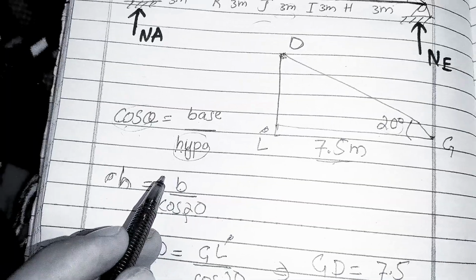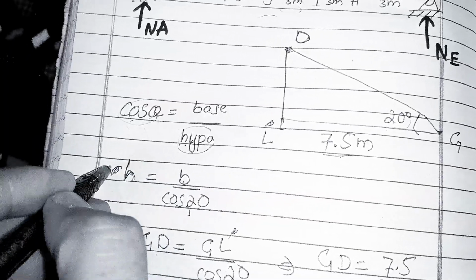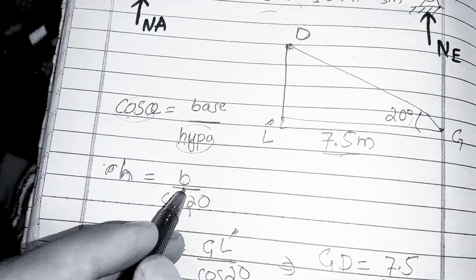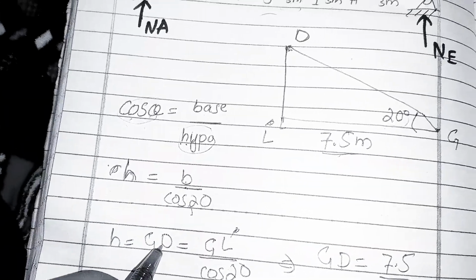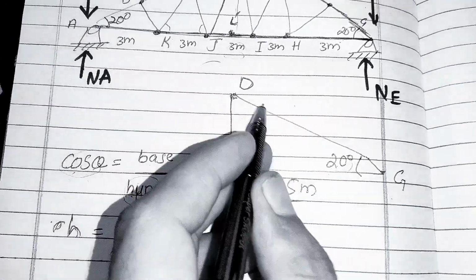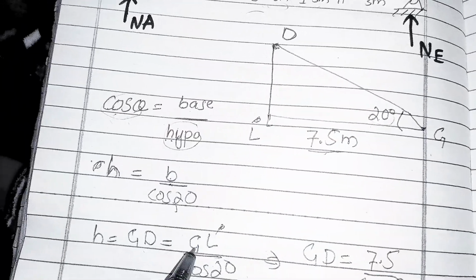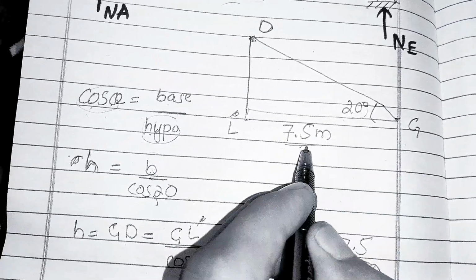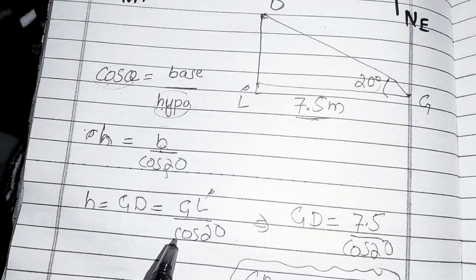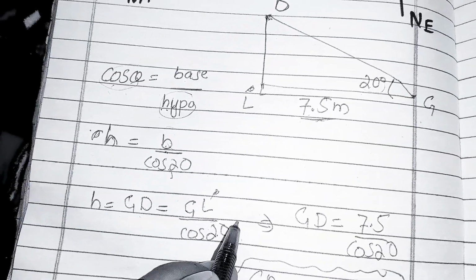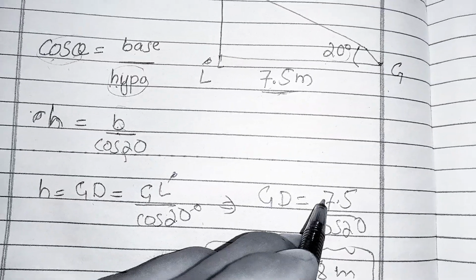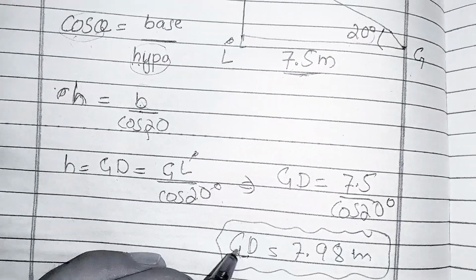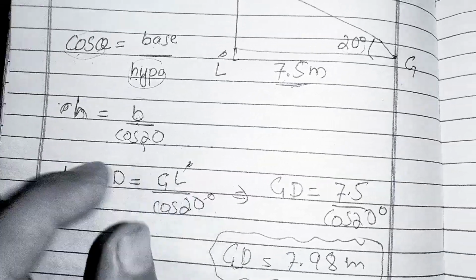So the unknown value we keep on the left side, and the known value we move to the right side. So hypotenuse H equals DG. The base is equal to LG, which is equal to 7.5. So DG equals LG divided by cos 20 degrees, that is 7.5 divided by cos 20 degrees. If you calculate this, DG will equal 7.98 meters.